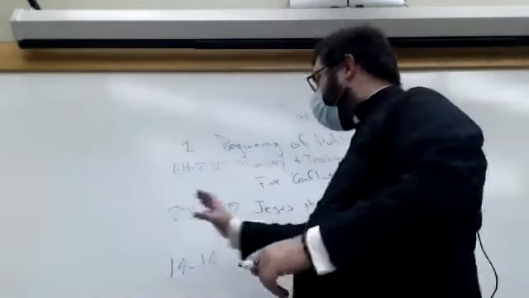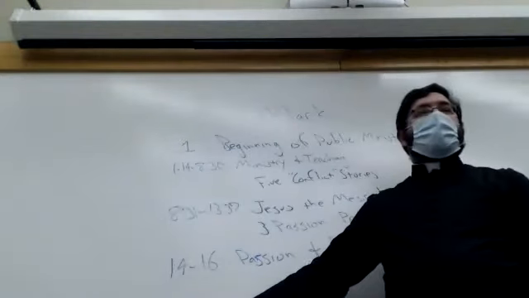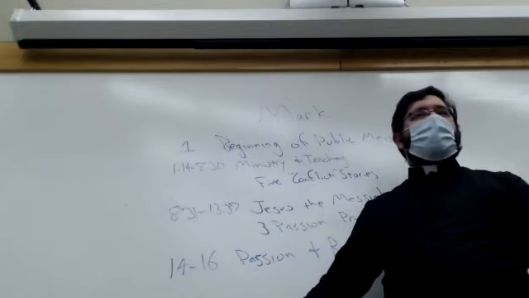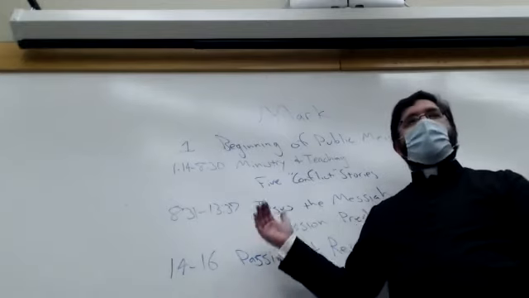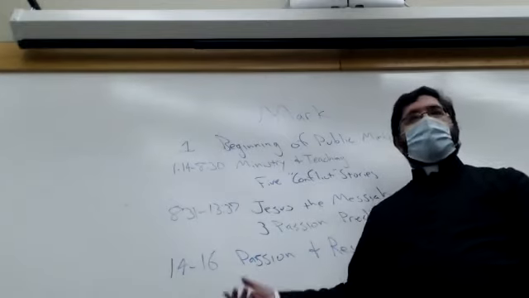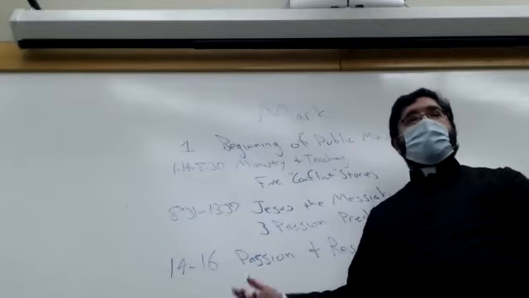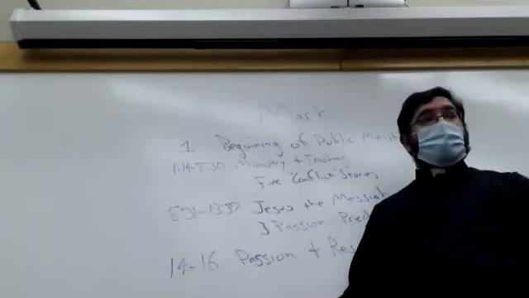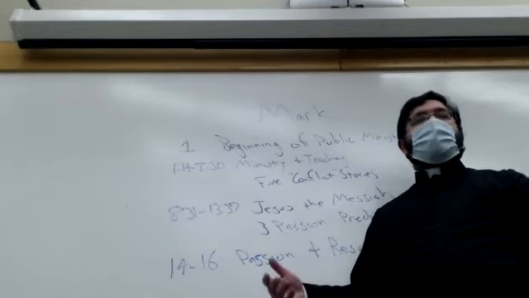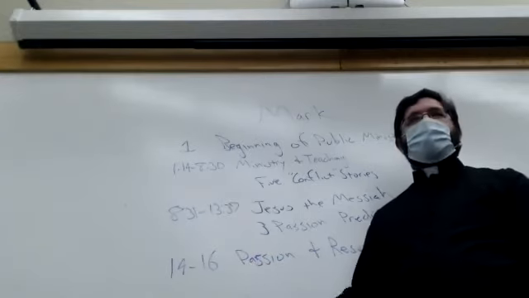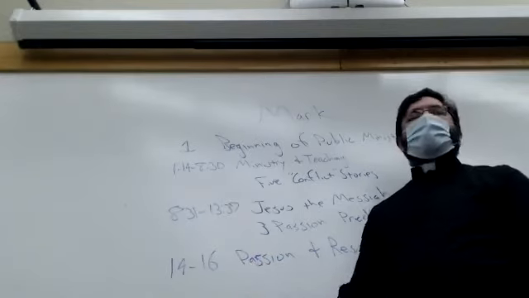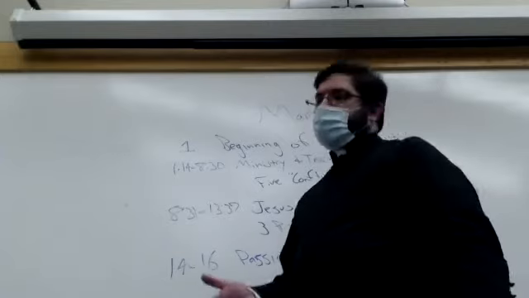So chapter 14, what happens on Thursday night, the Last Supper and the betrayal. Chapter 15, his condemnation by the Jewish High Council, his condemnation by the Roman governor, Pontius Pilate, his torture, his execution, his crucifixion, his death, his burial. Chapter 16, his resurrection.